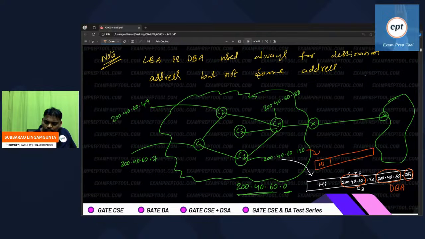Same C3 I will keep, but here 255, 255, 255, 255. It will also do the same work. Is it fine? Meaning is same. Whether you use LBA or DBA, it's up to you. See the meaning: I can use DBA as LBA, but I cannot use LBA as a DBA. Careful.